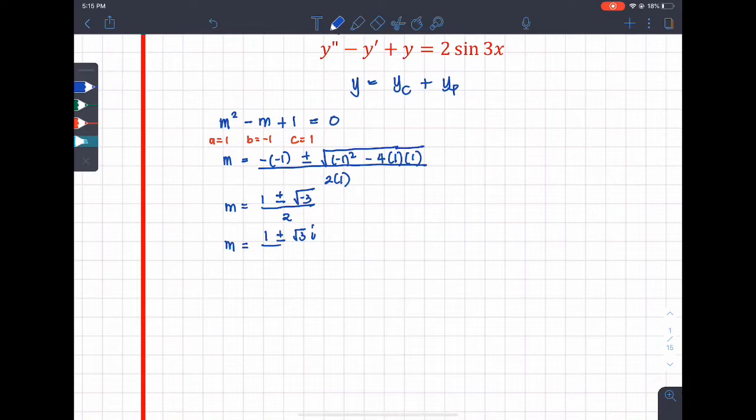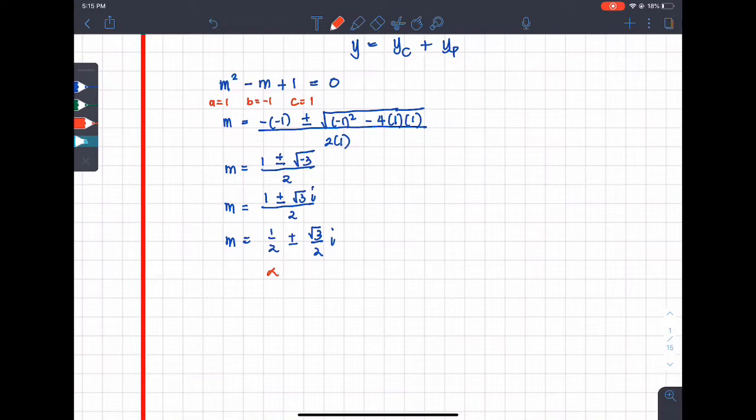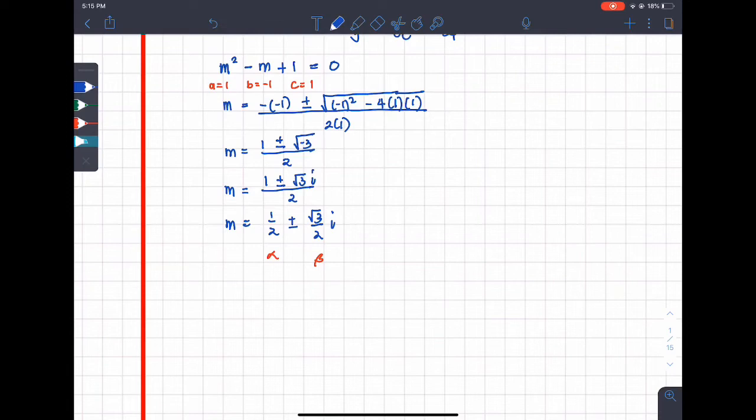As we can see here, m would be 1 half plus or minus the square root of 3 over 2i. So our alpha is positive 1 half, and our beta is the square root of 3 divided by 2. This gives us our complementary solution, y of c, which would be equivalent to c1 e raised to alpha, which is 1 half.